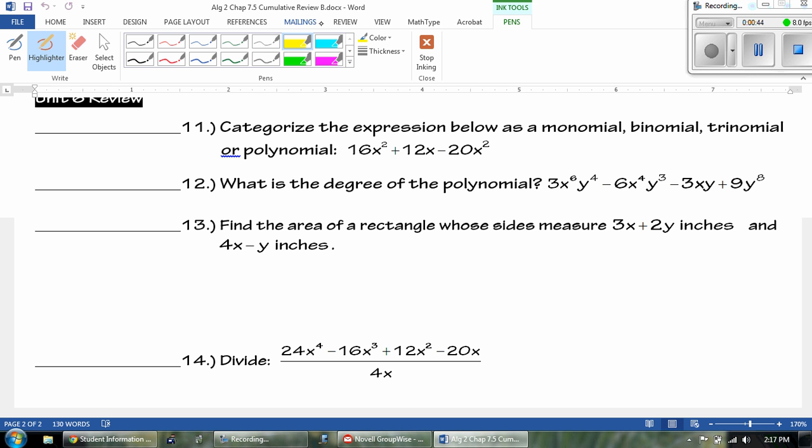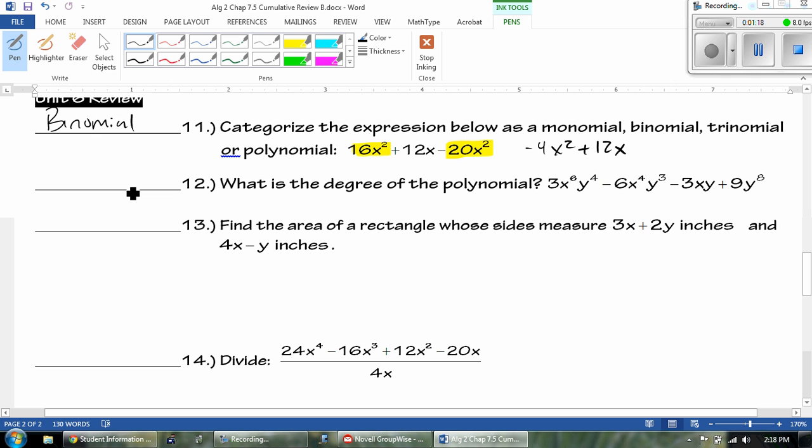So, don't just look at it and be like, Mr. Grice, it's trinomial because there are 3 terms. So we need to look, can I combine like terms? And you can. So 16x squared minus 20x squared is a negative 4x squared plus 12x. Do not try to factor this. It's not asking us to factor it. It's asking us to categorize it. And this is a binomial.